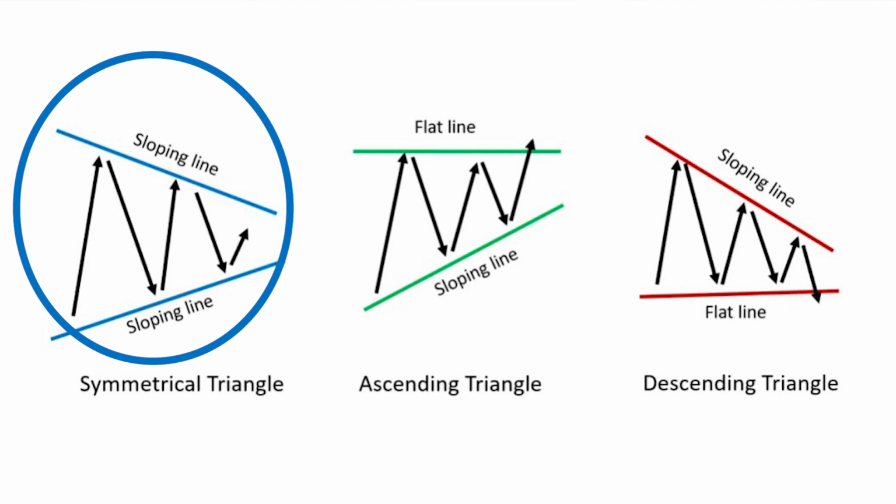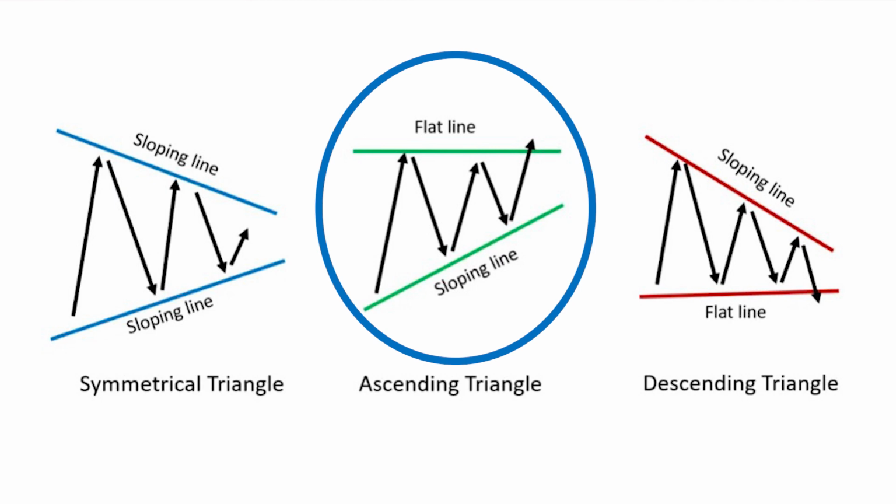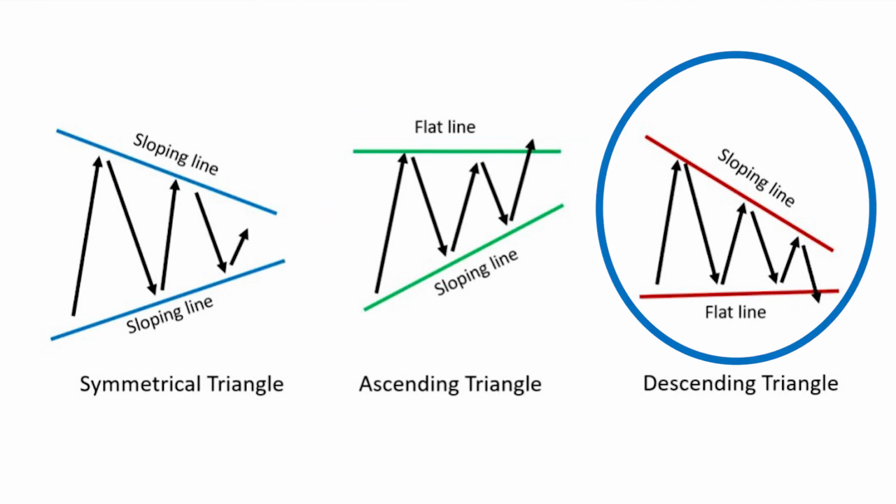The top line slopes down and the bottom line slopes up, whereas in the ascending triangle, the top line is flat while the bottom line slopes up, and for the descending triangle, the bottom line is flat while the top line slopes down. The slope of these lines have a great significance, which I'll be covering in greater detail by going through each triangle pattern.